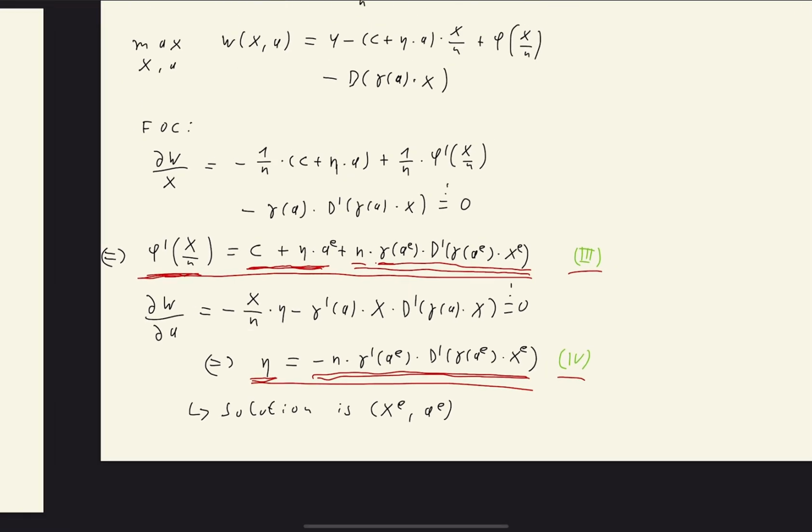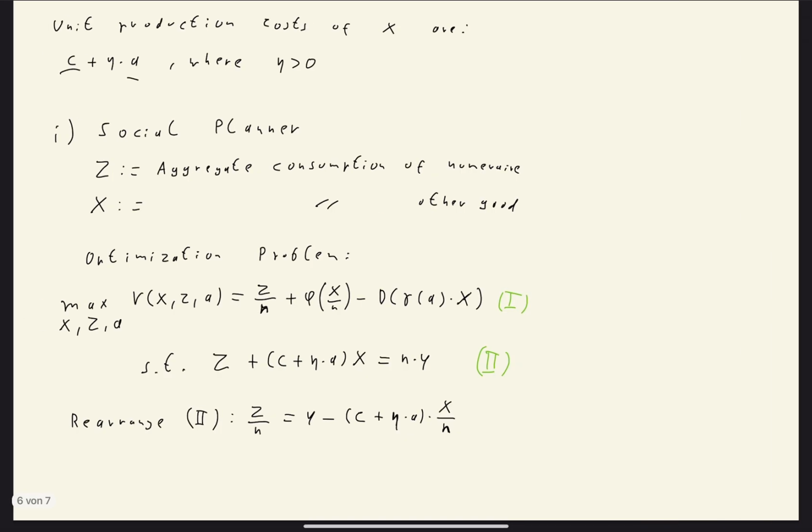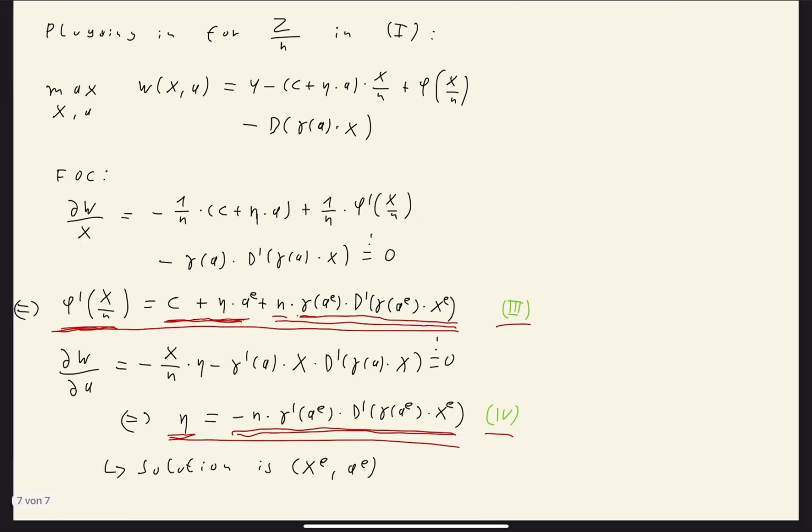Now we will go to the next step. So now we considered the social planner, and now we will go to a situation where we consider a market equilibrium. Okay, so this is situation 2, market equilibrium.